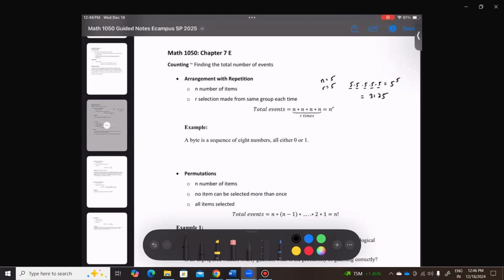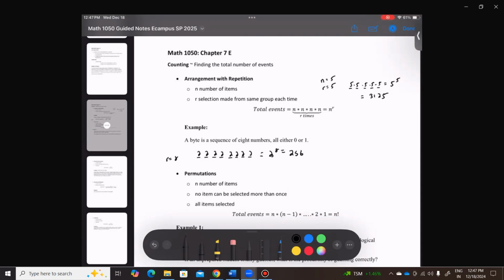All right, so for an example, a byte is a sequence of 8 numbers that are either 0 or 1. And so you have 8 different numbers, so R would be 8. And of these numbers, you have 2 possible options, 0 or 1. So they all multiply each other. So you have 2 to the 8th, which is 256.